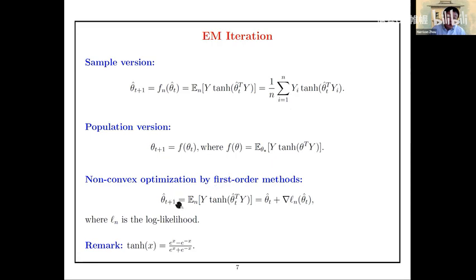For this simple model, the EM update is identical to gradient descent with a linear rate constant 1. This is a fun fact to know. For general Gaussian mixtures, you have a similar phenomenon, and it's also related to gradient descent, but with a different linear rate.